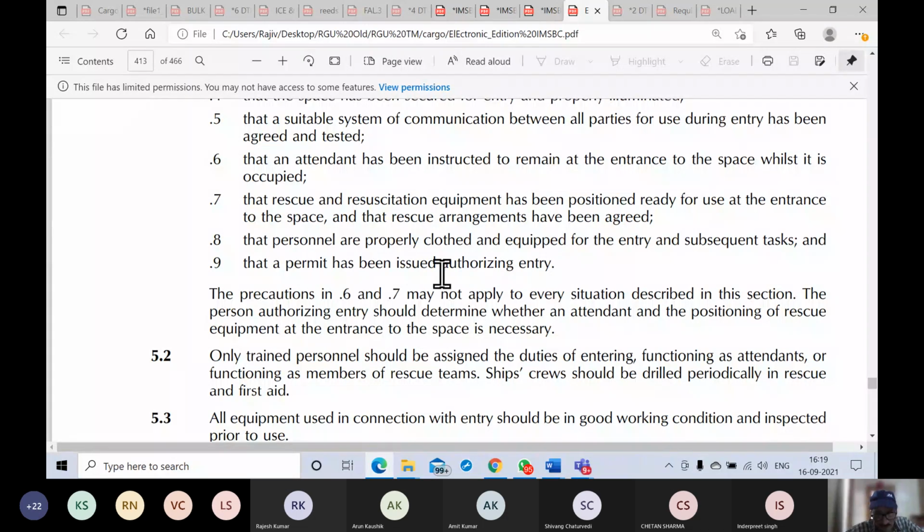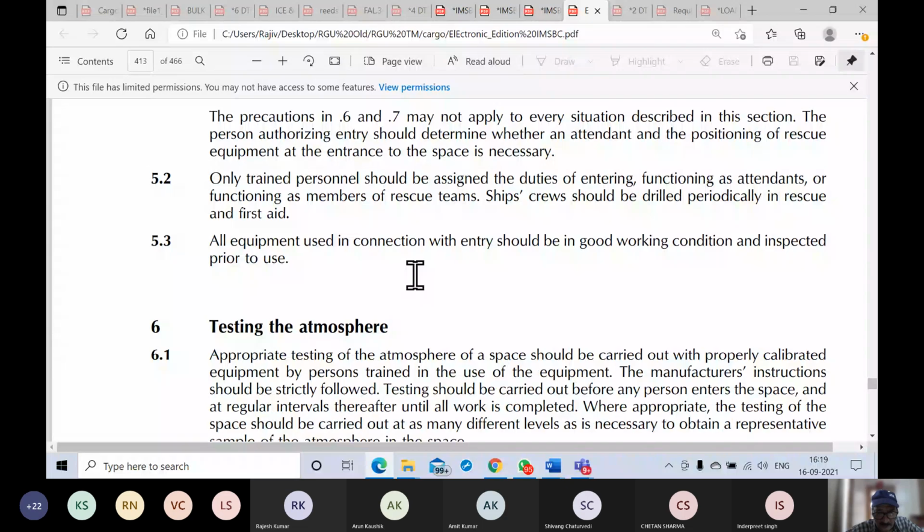Then, of course, people wearing protective clothing, PPE. Permit has been issued. This is very important. Permit has been issued. But training is very important. Only trained people should enter the enclosed space. For which reason, you can understand why this has taken such a proportion that even a mandatory drill is emphasized. That is meant for training only, the drill.